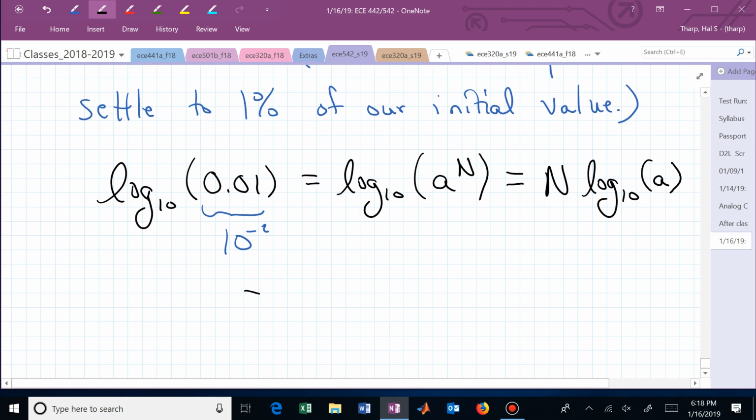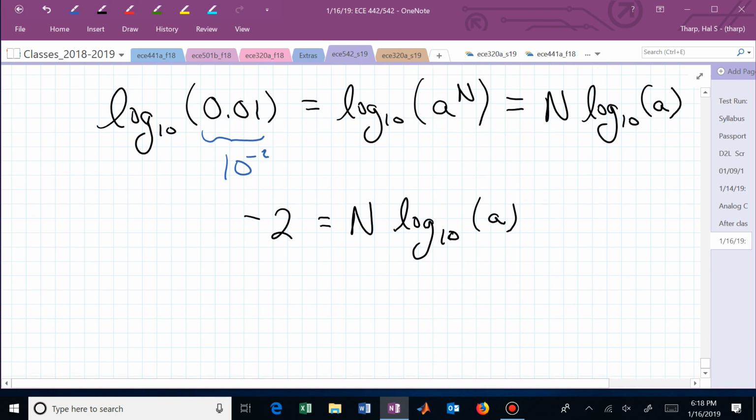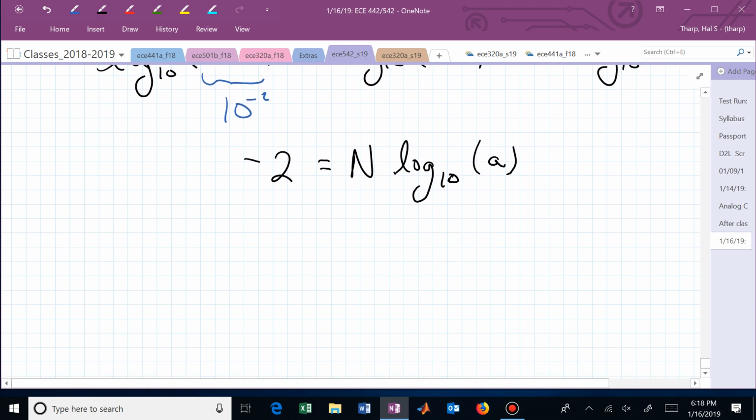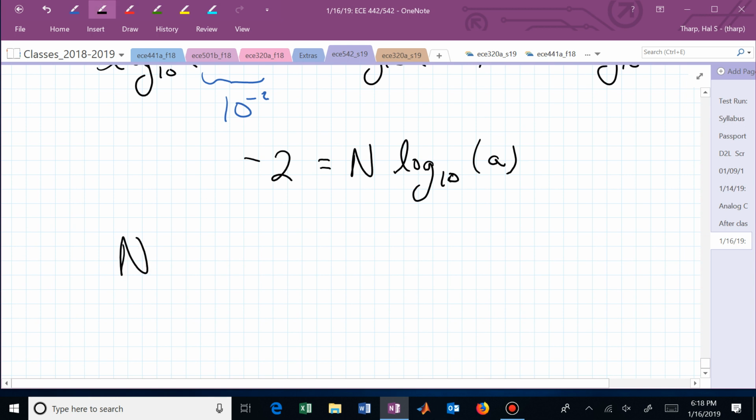Or we can now see that log base 10 of 10 to the minus 2 is minus 2. And that's equal to n log base 10 of a. And a was just a number, so we can find the log of that, base 10, and solve for n by saying minus 2 divided by the log base 10 of a.